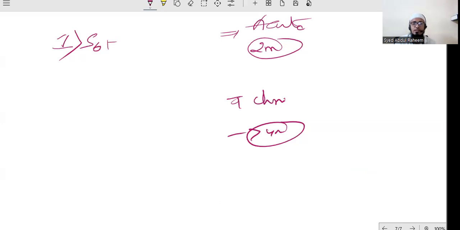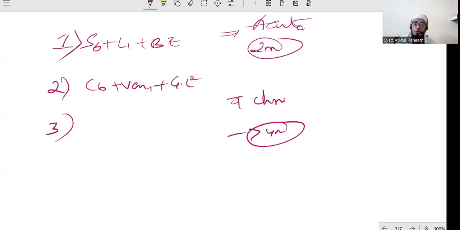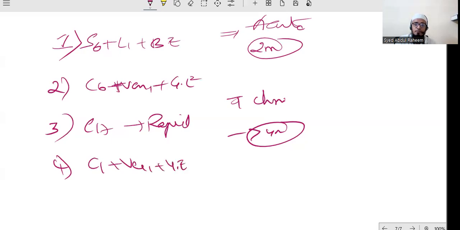Okay. So here we'll start with the kidney remedies, S6, L1B, and we have C6, Ven1, G, and to improve the urine flow, we'll give C17, rapid dose, and as an antibiotic we have C1, Ver1, and D5. This you can give according to the condition. Initially, we start with D5, then D4, then D6.